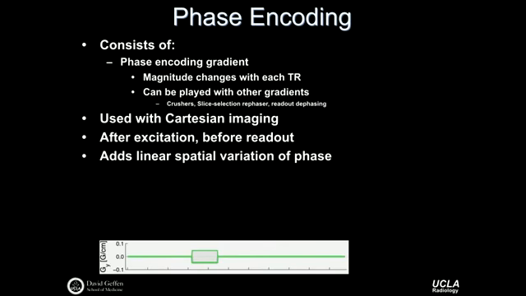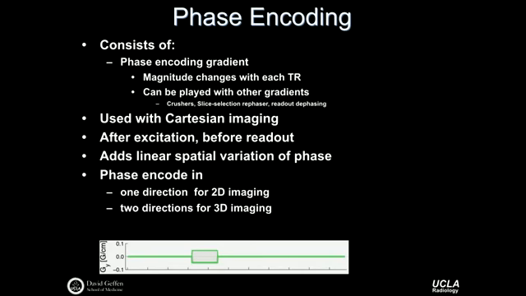Similar to what frequency encoding did, the phase encoding is going to add a linear spatial variation of the phase. In that previous animation we looked at how frequency changes from the right-hand edge of the field of view to the left-hand edge. Here, it would just be imparting a phase to the spin system rather than specifically changing the frequency. We can do this for different purposes. We can phase encode along a single direction for two-dimensional imaging.